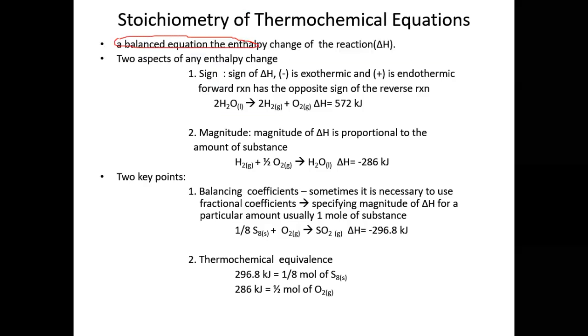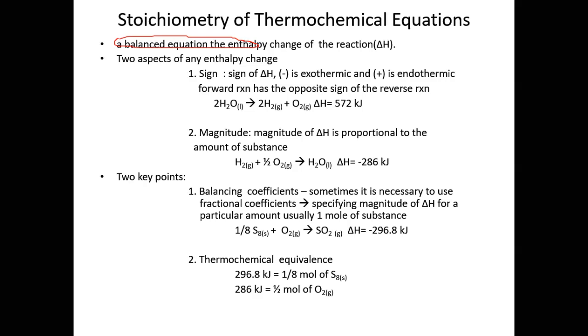Now there are two things about thermochemical equations. It's the sign of delta H for the reaction. So if it's negative, it's an exothermic reaction, and if it's positive, it's endothermic. So if in one direction the reaction is endothermic, such as in this reaction, the reverse reaction would be exothermic.